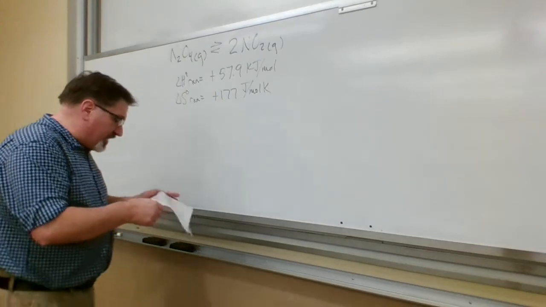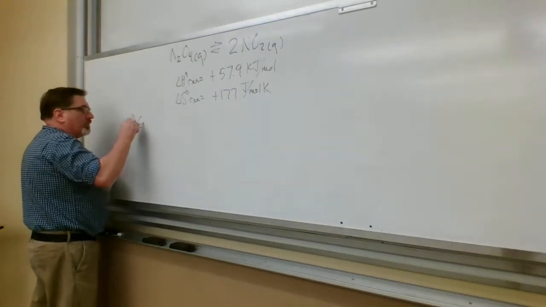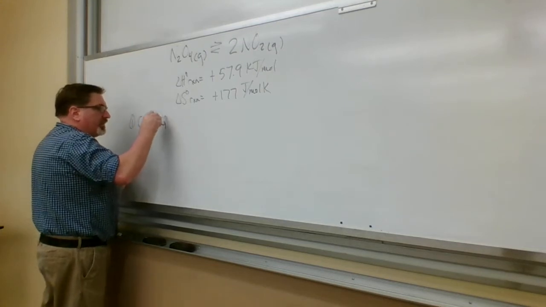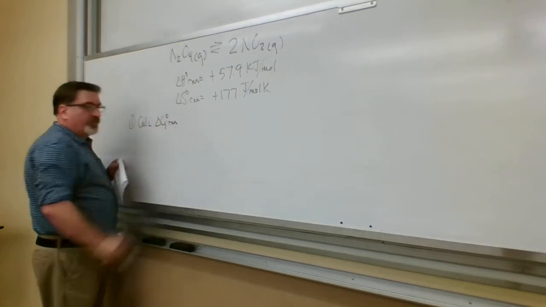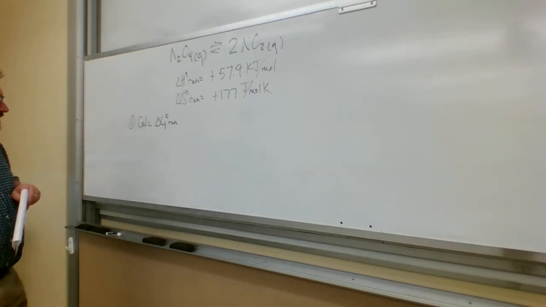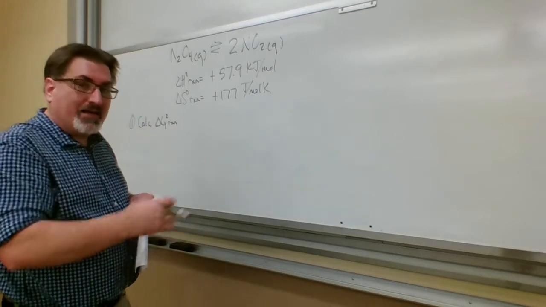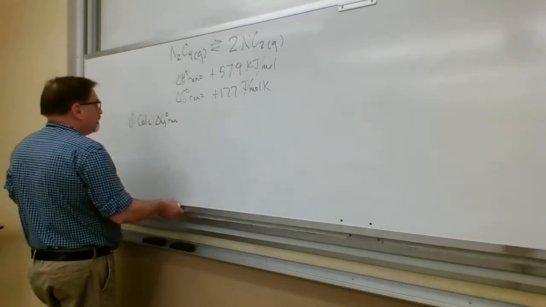Okay, so our first job is to calculate delta G 0 for the reaction. We got our H and S. That should be pretty easy to do. We'll calculate this, and then we'll recalculate it at a different temperature and see how it changes.